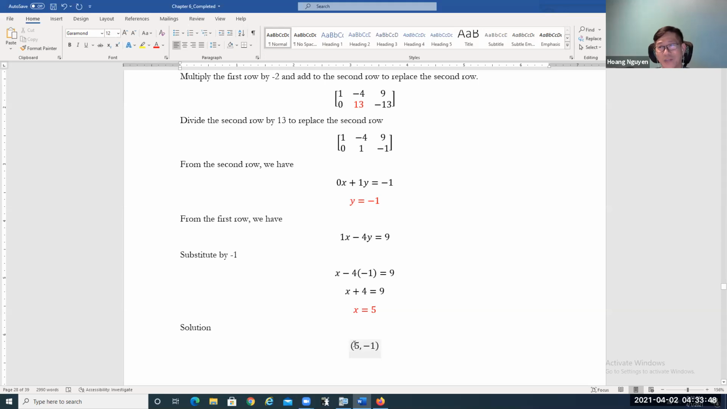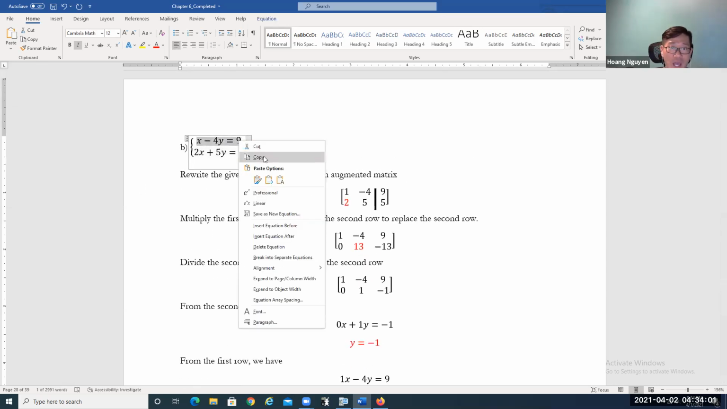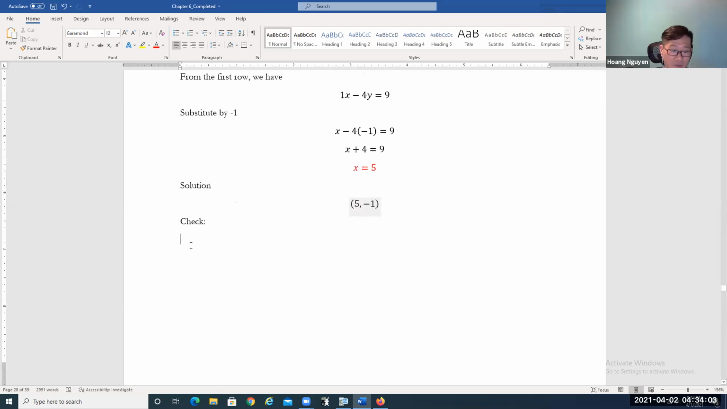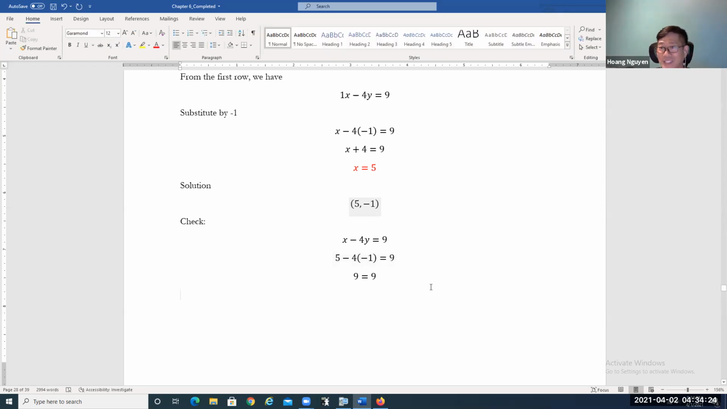But before we input the answer in MyMathLab, make sure that you double check it. It's better that we double check first, to make sure that we got the solution right. So I will copy the first equation and substitute the solution that we have and see if it's true. I will substitute x equal to 5, minus 4 times y equal to -1. That's going to give you 9. So -4 times -1 gives you +4. 5 plus 4 is 9, so it's equal to 9. So that's true. That's good.